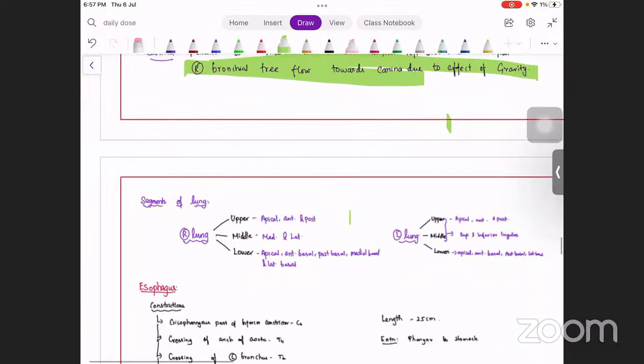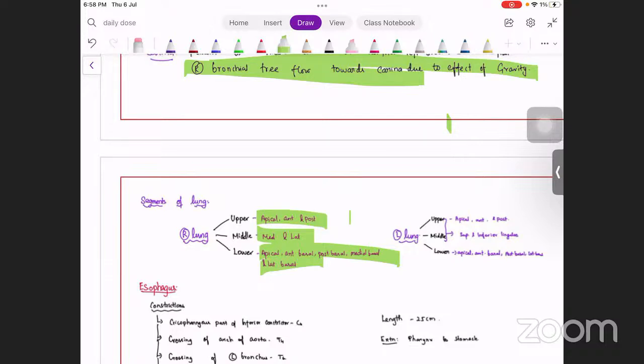And then you have the segments of lung. The right lung contains bronchopulmonary segments. In the upper lobe, you may have the apical, anterior and posterior. The middle one contains medial and lateral. The lower one contains apical, anterior basal, posterior basal, medial basal and lateral basal; these are the areas you may see in the lower one.